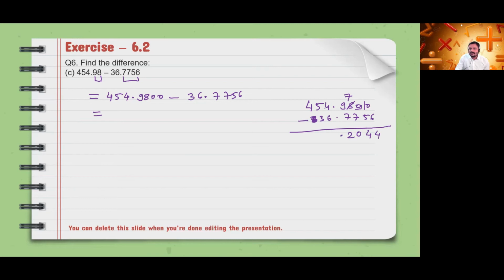Okay. Now 4 minus 6 we cannot do. So we will borrow here, 14 minus 6. It will come 8. Now 4 minus 3 is 1 and this 4 will come as it is. So what will be the answer? 418.2044 will be the answer.